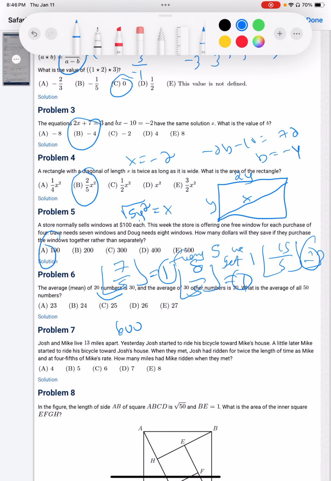So the mean of 20 numbers is 30. So it just means, I'm going to say the average, so that we do the average times the number of numbers is the sum of the numbers. So it'd just be 600. Same for this guy, 600. And we have the average of 50. So 1200 over 50 is just 24. We know that already. It's just B.